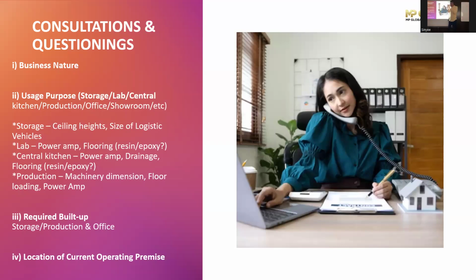Ask them the location of their current operating premises. Because there are a lot of clients, for example, for this Sunway Damansara area, they will call you. But after you ask them where their current operating premises is, maybe they tell you Kajang. If they are actually in Kajang, ask them why they are looking at this area.